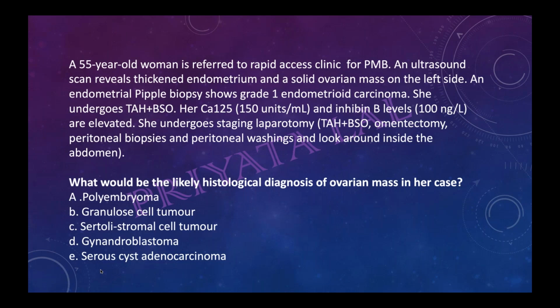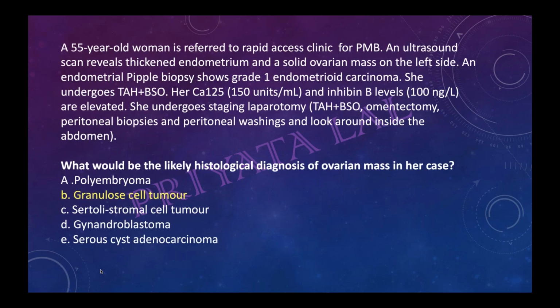A 55-year-old woman at a rapid access clinic for post-menopausal bleeding. Scan shows a solid mass. TAH BSO was done. CA125 is 150 and inhibin level is elevated at 100. She undergoes laparotomy, omentectomy, peritoneal biopsies, and peritoneal washings around the abdomen. What could be the histopathology of the ovarian mass? B, granulosa cell tumor. Yes, because inhibin is raised. Inhibin is the marker for granulosa cell tumor.